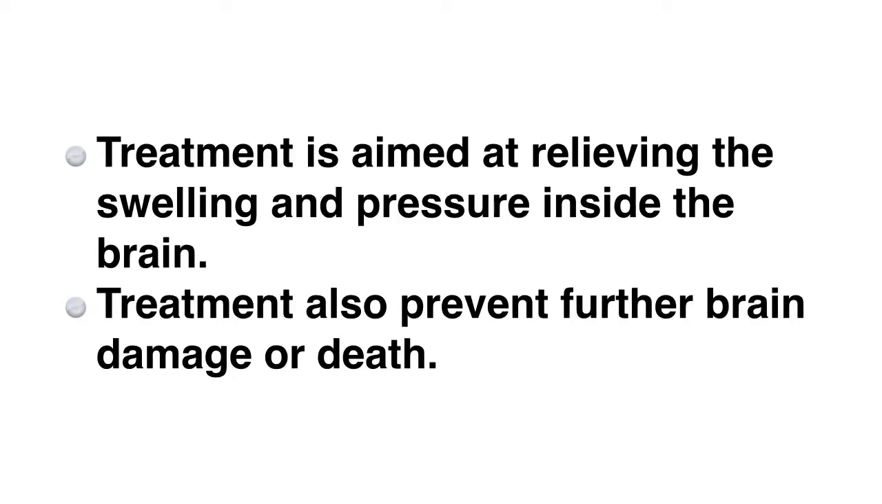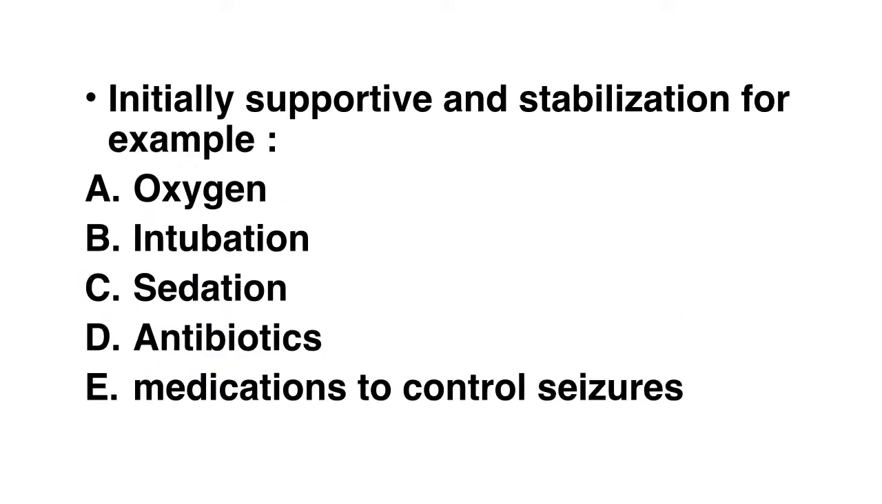Treatment is aimed at relieving the swelling and pressure inside the brain that's causing the brain to herniate from one compartment to another. Treatment may prevent further brain damage or death. While the cause of the brain herniation is being addressed, the person being treated may also receive oxygen, a tube placed in their airway to support breathing, sedation, medications to control seizures, antibiotics to treat an abscess or to prevent infection.